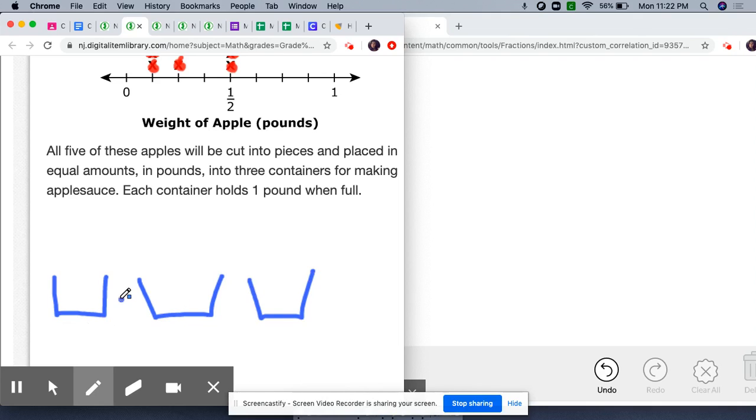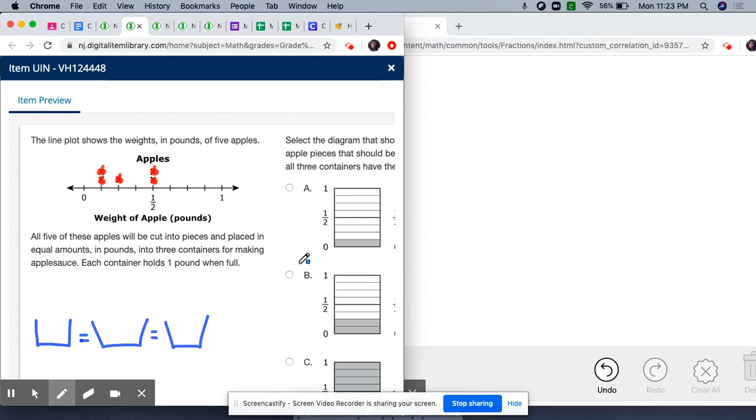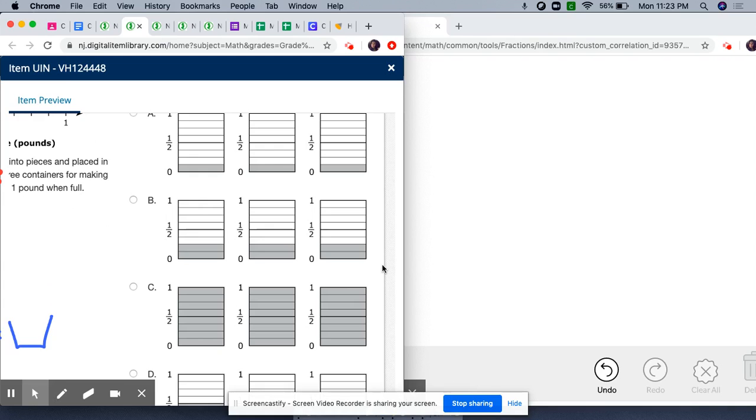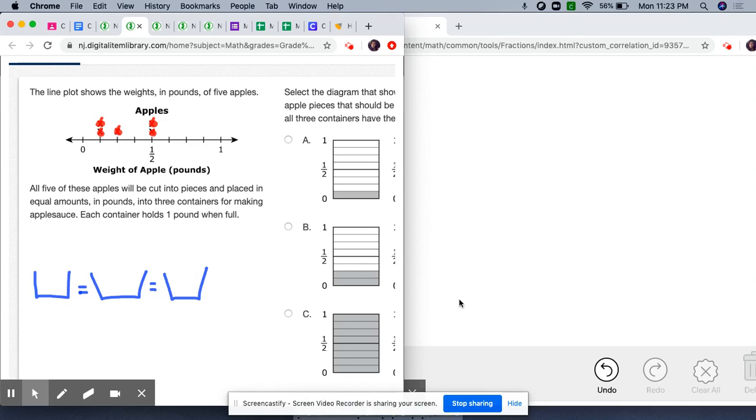We need all of these containers to be equal to one another. They all have to be equal. So I have to take these 5 apples, even though they all weigh different amounts when I start with, and cut them up in a way so that when I put them in here, they're going to be equal. And then it shows me all the different ways that they could look, and we have to figure out which one of these it could be. So let's first represent them.